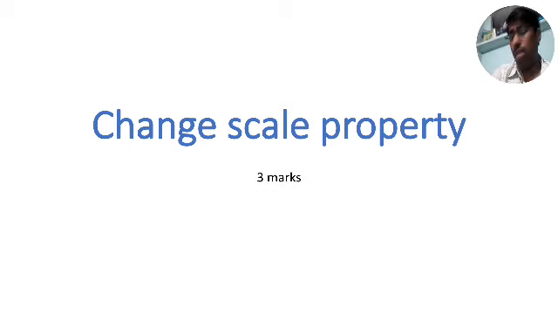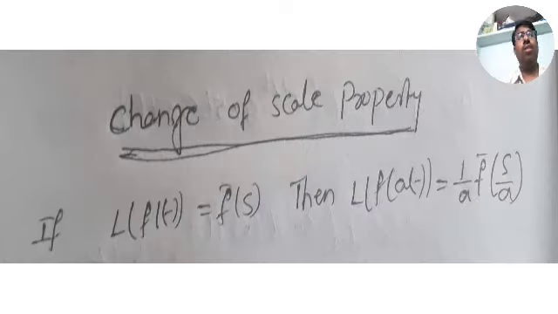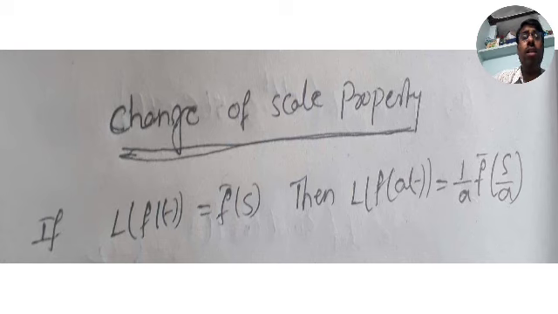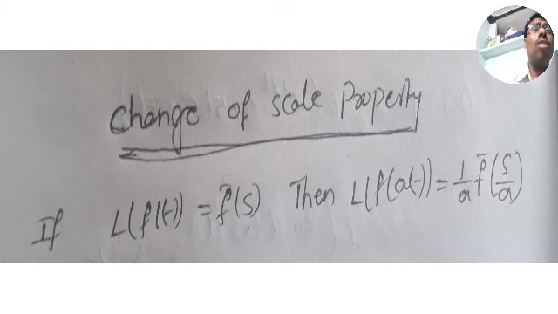So let us move on to the topic, change of scale property. So what is the change of scale property? The change of scale property is given as: if L of f of t is equal to f bar of s, then L of f of a t is equal to 1 by a into f bar of s by a. This is why this is called change of scale property.